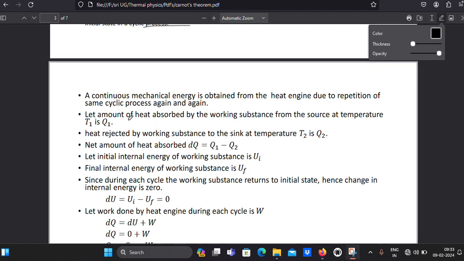Let the amount of heat absorbed by the working substance from the source at a temperature T1 be Q1. I just explained this. So Q1 is the heat energy of the source, and T1 is the temperature of the source. Heat rejected by the working substance to the sink at temperature T2. Rejected means heat given to the sink, at temperature T2. How much heat energy does it reject? Q2 amount of heat energy.